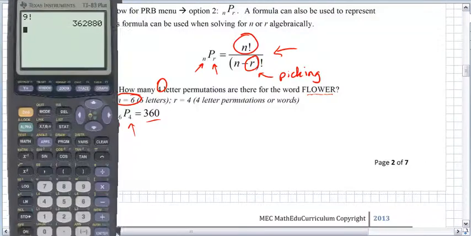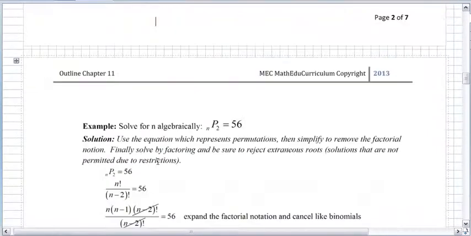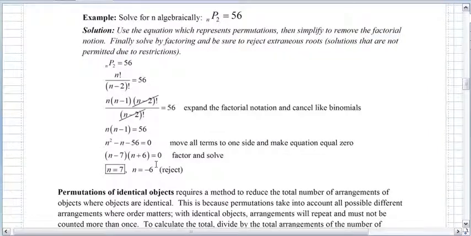Here's a good question. How many 4-letter permutations are there for the word flower? If you count up all the letters, you have 6, so n equals 6. We only want 4 though for a 4-letter permutation. So we have from n objects, picking 4, and that gives us a total of 360. So in your calculator, you can type that in as 6 P 4.